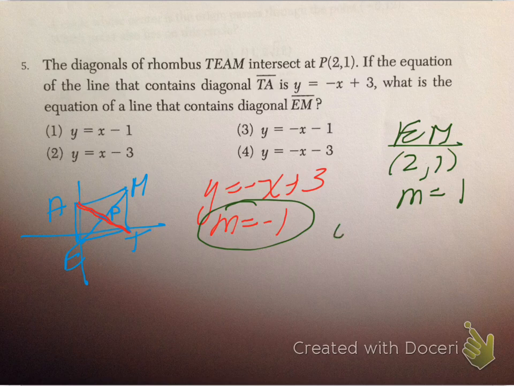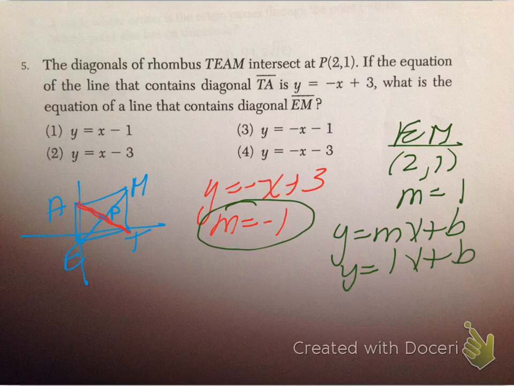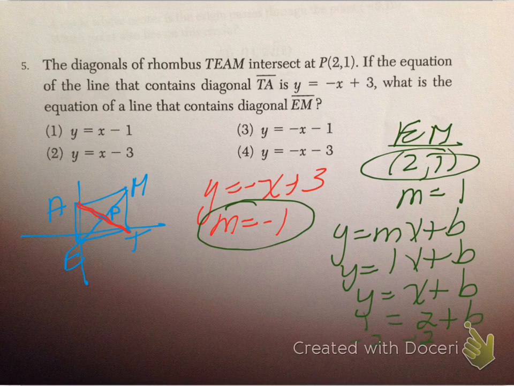So we're going to start off with y equals mx plus b. We know that m is 1. But we really don't have to write 1x, we could just write x, because it's the same thing. And we know that x is 2 and y is 1. So x is 2 and y is 1. Subtract 2 from both sides, and we're going to get that b equals negative 1. So we're going to put the whole thing together. y equals x, because I'm using this right here, and now I'm going to replace the b with negative 1. y equals x minus 1, and that is choice 1.